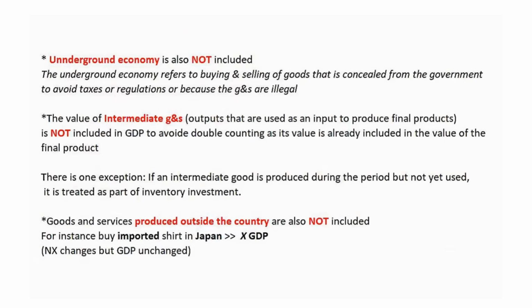Goods produced outside the country are also not included because GDP is concerned with where production happens, and that production should happen within the geographic borders of the country. For instance, if you buy an imported shirt in Japan, then that is not included as a part of GDP because your consumption will go up, but at the same time, your imports will also go up.